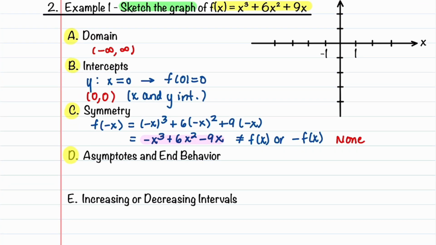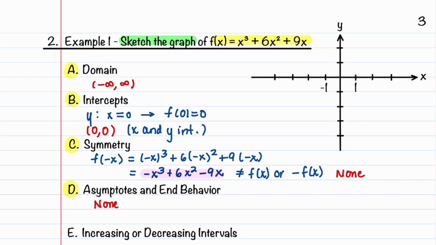Let's now look at asymptotes and end behavior. Because our function is a polynomial, we are not going to have any asymptotes. So let's put down a none for the asymptotes. And then for the end behavior, we're going to find f at infinity and f at minus infinity.